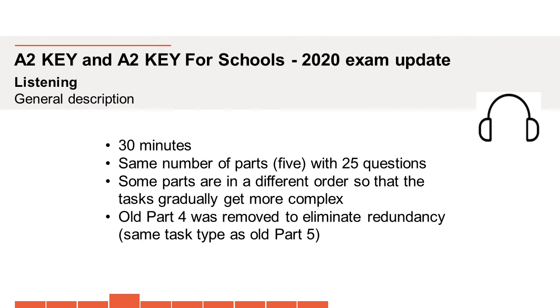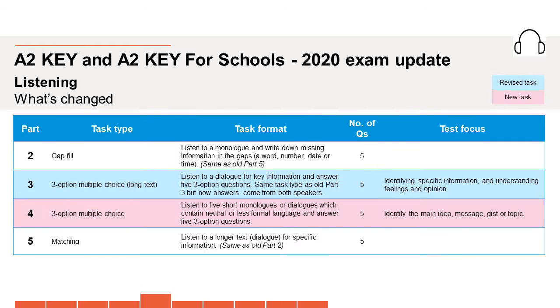Let's now move to the listening paper. This paper remains the same length, but there have been some changes to the tasks and the order they are in, so the less complex tasks come first. Part 1 is the same as before. Part 2 is the old Part 5. Old Parts 4 and 5 were both gap-filled tasks. One has been removed to eliminate redundancy and to ensure the focus is on testing a range of listening skills.